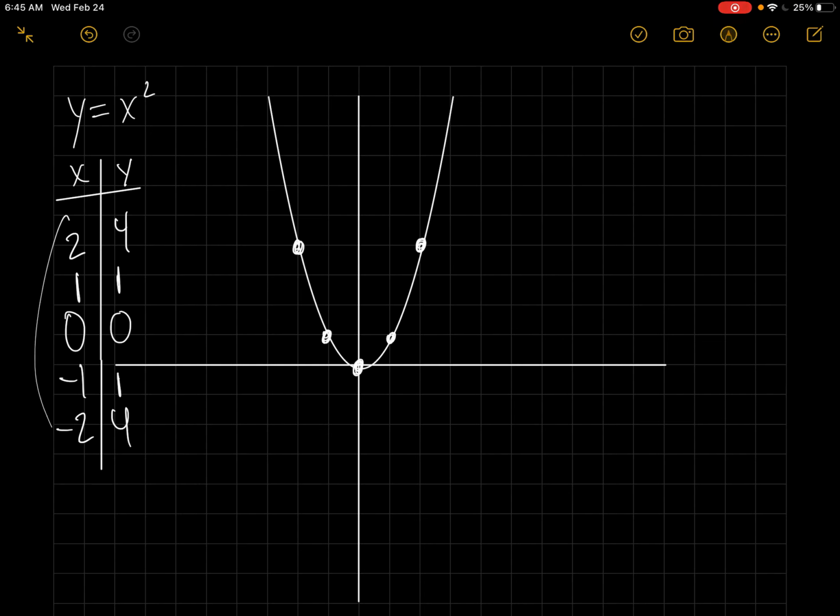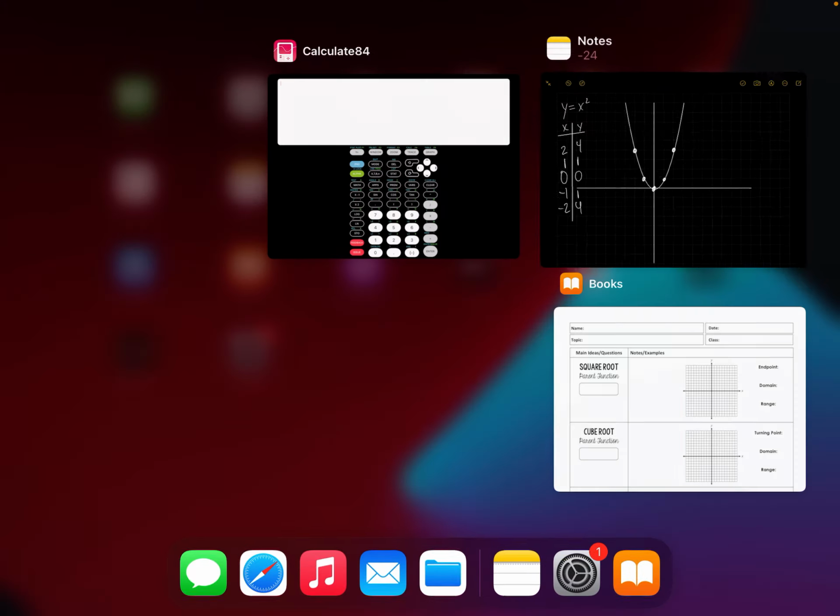So you see, again, for every input that we plugged in, we got exactly one output. And your outputs can repeat. You see how we got 4 twice, but your outputs can repeat. What cannot repeat is your input. So say that when you plug in 2, you can't have 4 and -4 as your output. You can only have one output. All right, so let's go back to our worksheet.